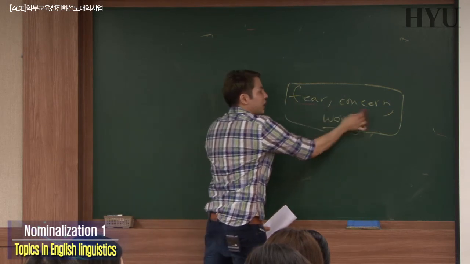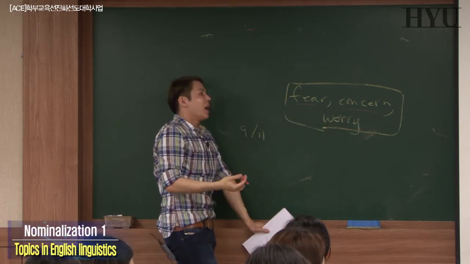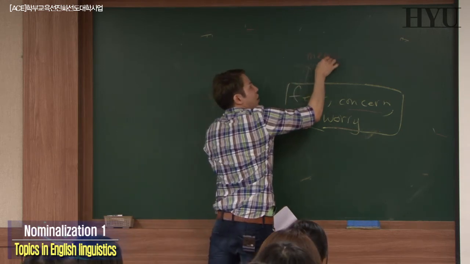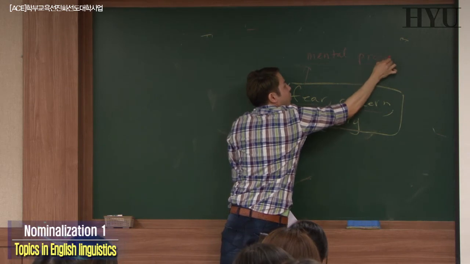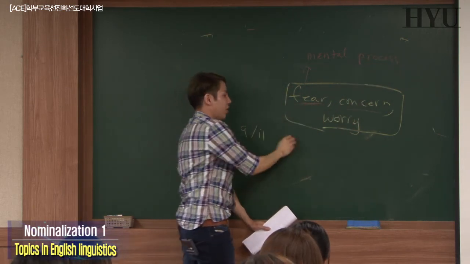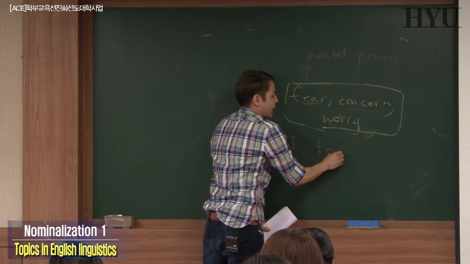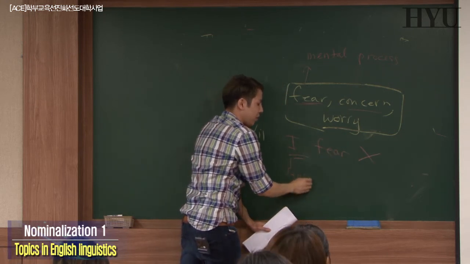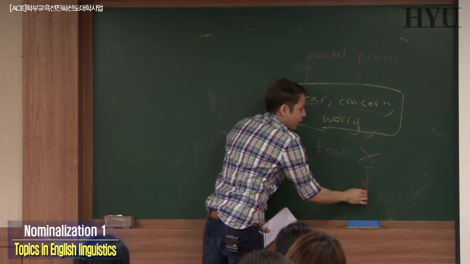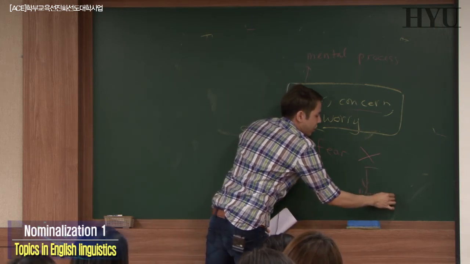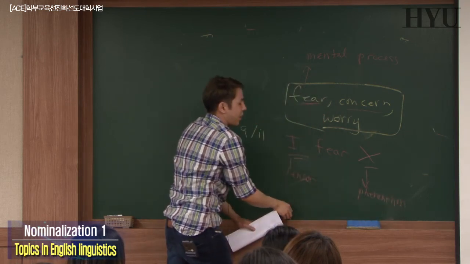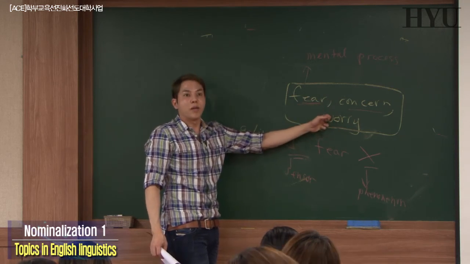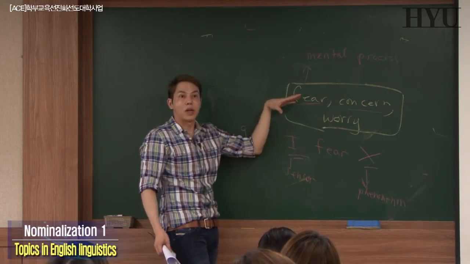But if we look at these three things, three nouns, they are actually from three processes, right? And they are mental processes, right? So when you think about fear, I fear something, right? I fear X. So I is the sensor, right? And then X is, I don't know, the phenomenon, the things that I fear, right? Concern and worry work in the same way. Okay, so they are all mental processes.